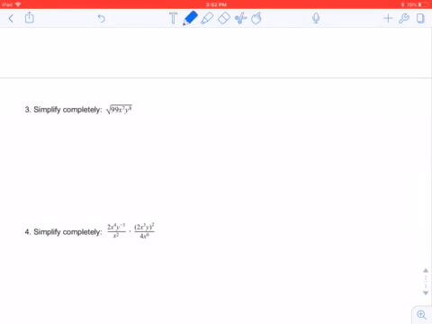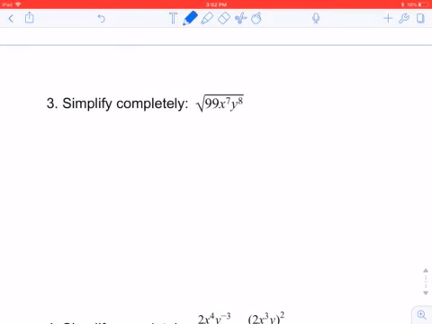Number 3, simplify completely. Okay, to simplify a square root, we want to ask if 99 is a perfect square. It is not, but we want to know, does it have any perfect square factors in it? Yes, 9 times 11 is 99. Now x to the 7th is not a perfect square because its exponent is odd, so we need to write this as x to the 6 times x. Y to the 8th is a perfect square, so we just leave it.